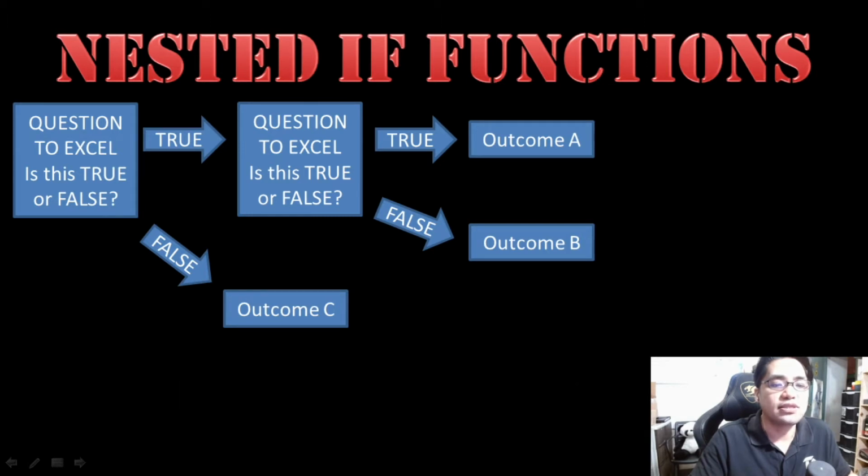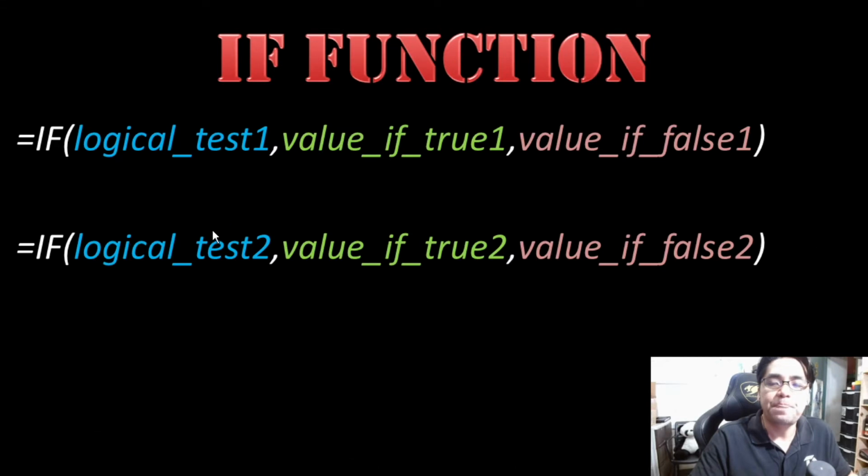So in other words, going back to our slide a while ago, what you want to happen is, as soon as logical test 1 becomes true, then Microsoft Excel proceeds to logical test 2 and tests this particular if function. But if this is false, then you want Microsoft Excel to immediately proceed to this value if false 1 here. So how do you write that in function form? Well, actually, that's not hard.